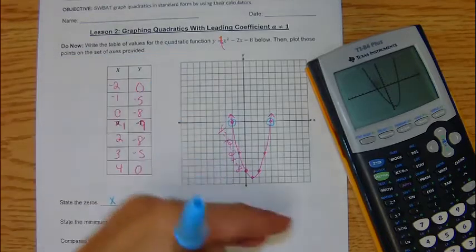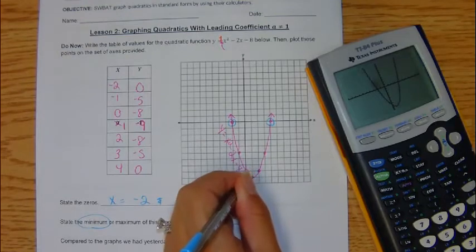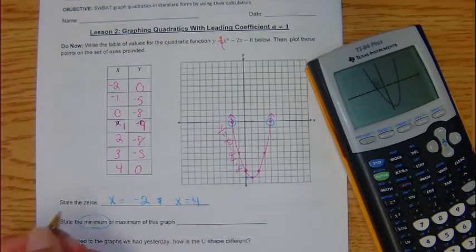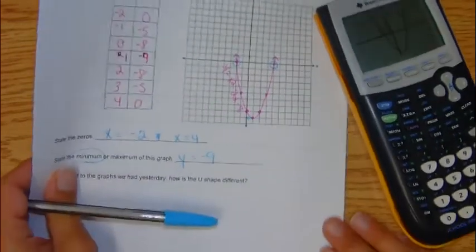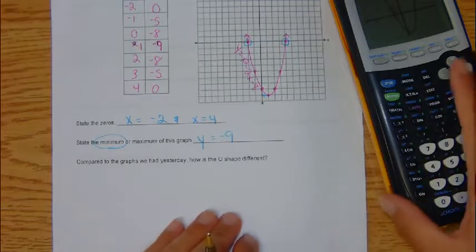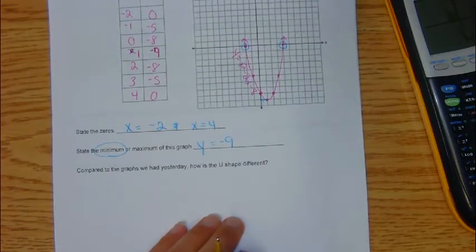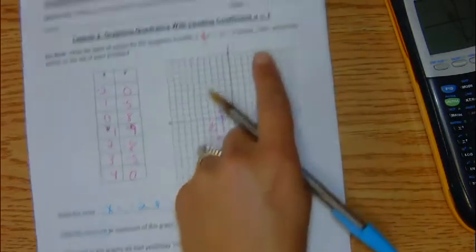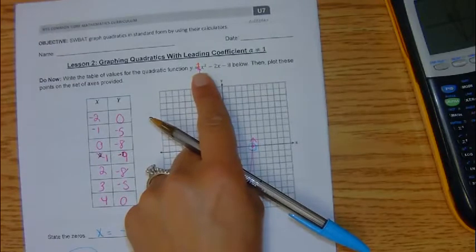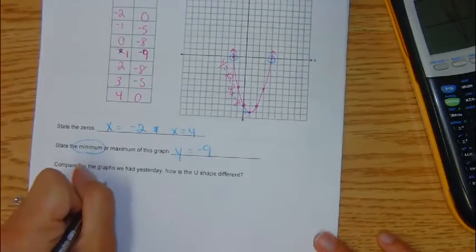State the minimum or the maximum. It dips down below, so we have a minimum, and if I bring that straight over to the y-axis, it's at y equals -9. Compared to the graphs we had yesterday, how is the U shape different? In this particular case, it should be exactly the same because we kept a equal to 1. So right now it is not different.